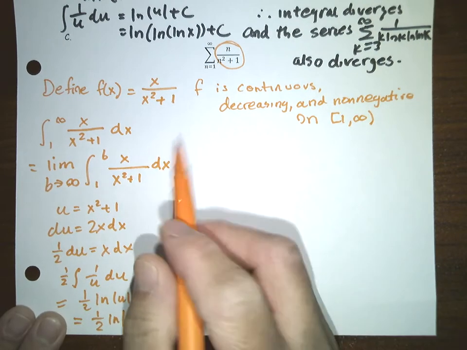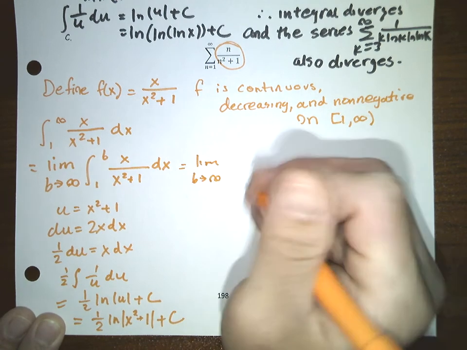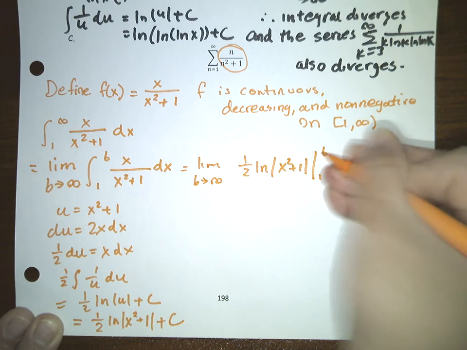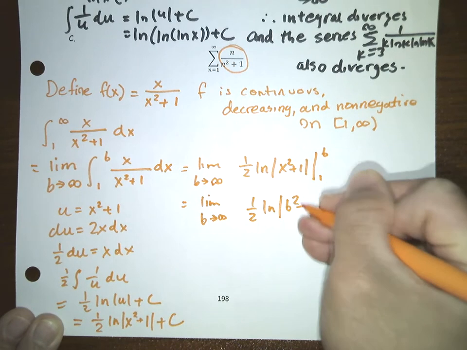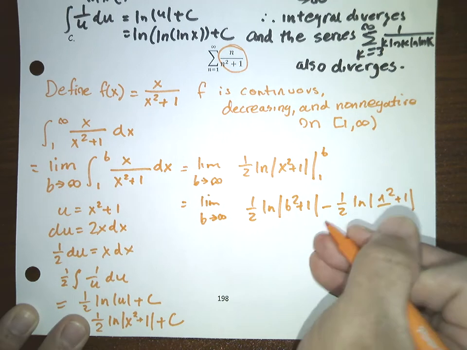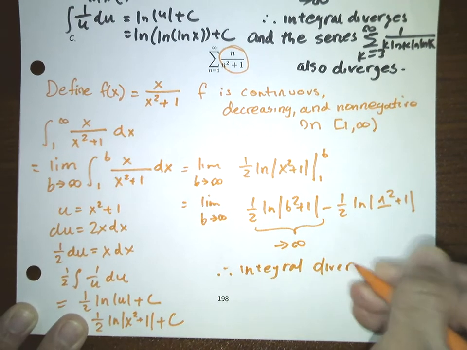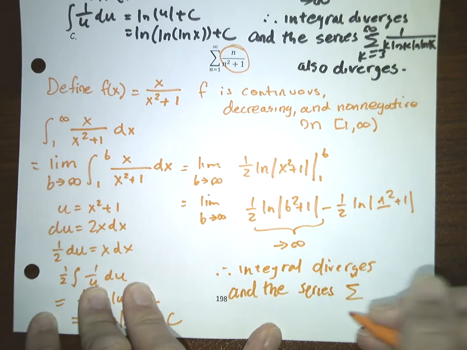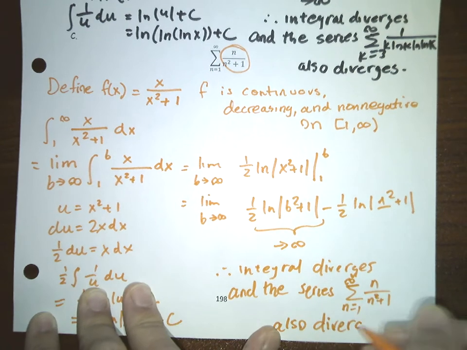All right, so then I go back to my original integral over here. This will become the limit as b goes to infinity of 1/2 natural log of x squared plus 1, evaluated from 1 to b. And if I do this, I have the limit as b goes to infinity of 1/2 natural log of b squared plus 1 minus 1/2 natural log of 1 squared plus 1. All right, so this term here goes to infinity. So therefore, the integral diverges, and therefore also the original series, sum n equals 1 to infinity of n over n squared plus 1, also diverges. What a time to be alive, right?